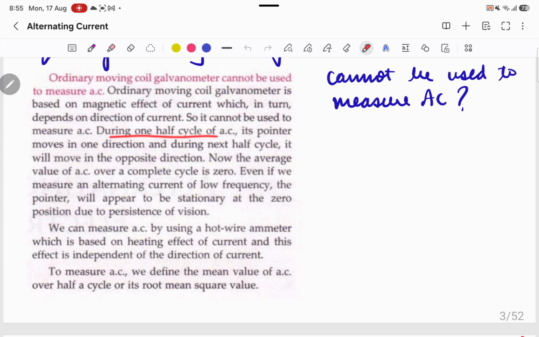Now during one half of the cycle of the AC, its pointer moves in one direction, and during the negative half or the next half cycle, it will be moving in opposite direction. Now we are taking that the average value of the alternating current over a complete cycle is 0.